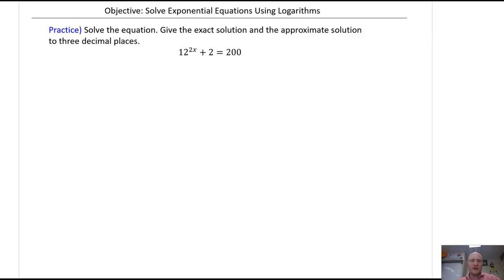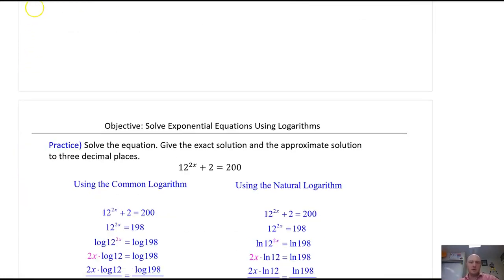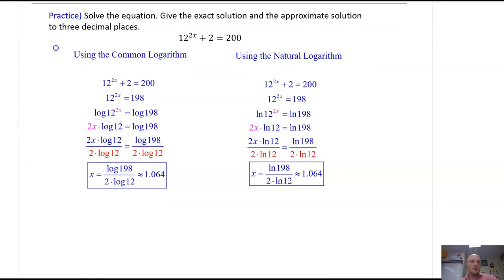All right, so hopefully you went ahead and paused the video and gave it a go. So here's the solution. Again, you have to isolate your power expression. So the 12 to the power of 2x. Then you take a logarithm of either side. Doesn't matter if it's the common log, doesn't matter if it's natural log, doesn't matter if you're using log base 2, just so long as you're using the same one on each side. Once you do that, you can utilize the power rule to bring down the 2x, and then you go ahead and divide to isolate the x. 1.064 is your approximate solution.